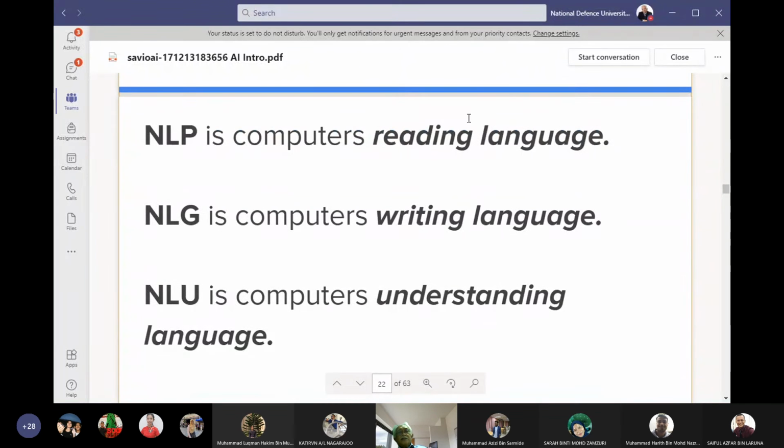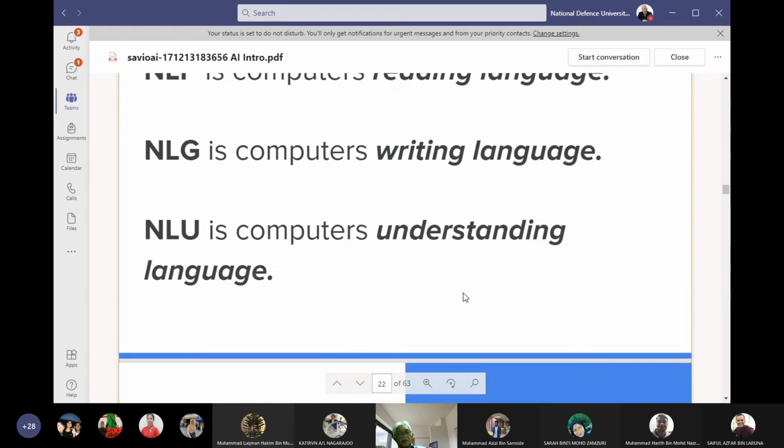So we have natural language processing is computer reading language. Natural language generation is computer writing language, okay? And natural language understanding is computer understanding language.